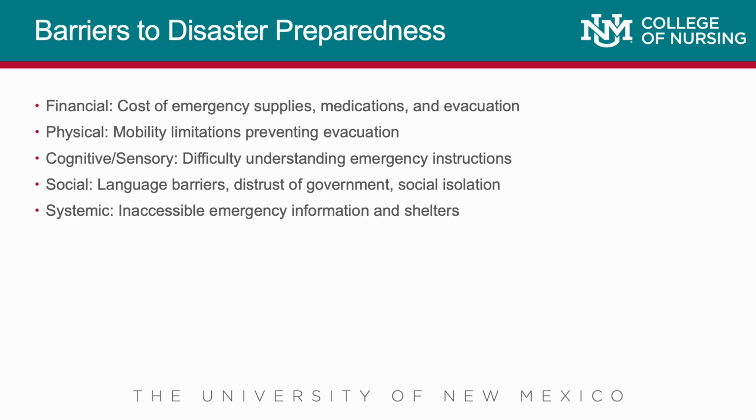Even when people want to prepare, they face significant barriers. Financial barriers are the most significant as supplies and evacuation cost money. Physical barriers affect those with mobility limitations. Cognitive and sensory barriers affect the ability to understand instructions. And social barriers include language differences and distrust of government agencies. Systemic barriers like inaccessible shelters reflect failures at the planning level.